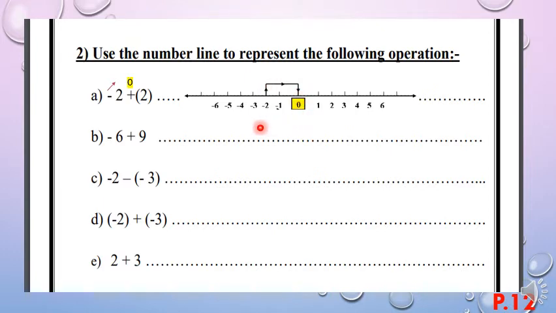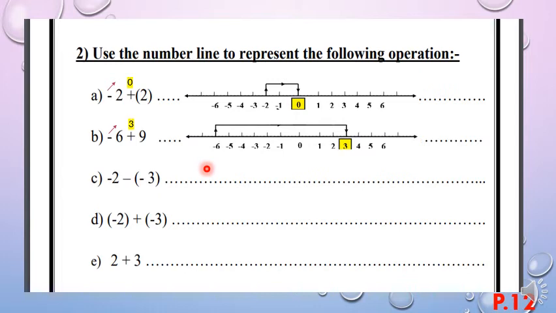And that's it. Letter B. Negative 6 plus 9. First, what is the result of negative 6 plus 9? My result is 3. So we are going to move from the first, which is negative 6, till I reach 3. Here is my number line, and here is negative 6. I'm going to go up, then go to the right till I reach 3. Then I will go down, and that's it.